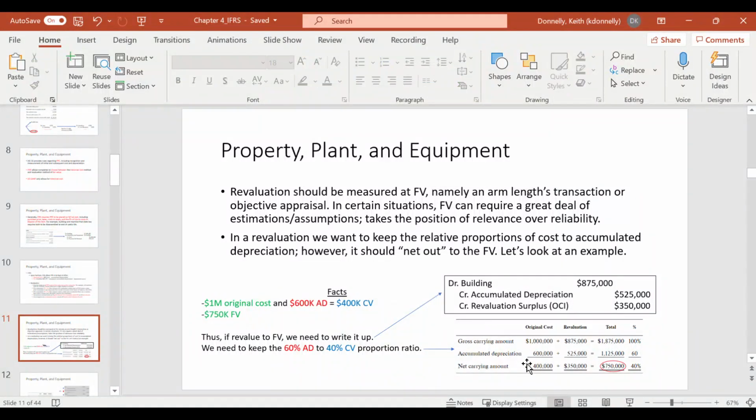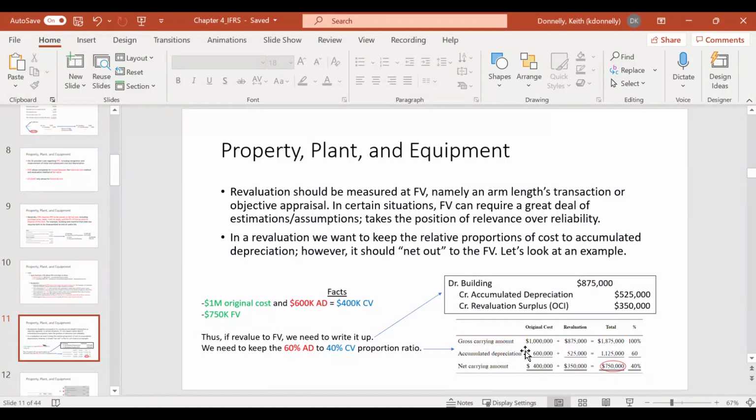Now, if you look at it over here, our proportions are our original cost, $1 million. We're going to have 60% AD, 40% carrying value. So if we want to ultimately land here at 750 at our carrying value, we have to maintain those proportions of 40%, 60%, and 100.